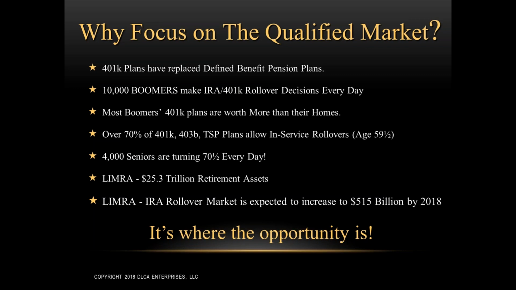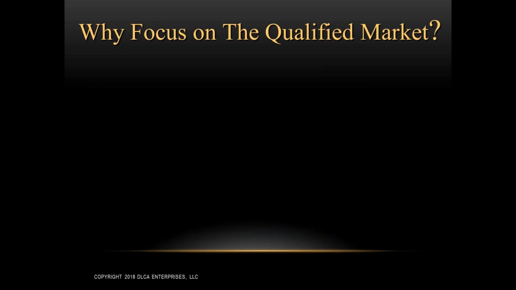We have 4,000 seniors that are turning 70 and a half every day without a formal distribution plan. And LIMRA estimates that today there's approximately $25 trillion in America's retirement plans. According to LIMRA, the IRA rollover market is expected to increase to $515 billion this year. We're expecting $515 billion to be rolled over this year in 2018. So getting back to the question, why focus on the qualified market? Ladies and gentlemen, that's where the opportunity is.